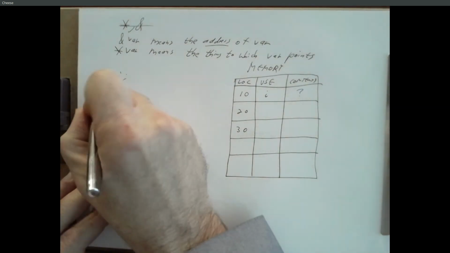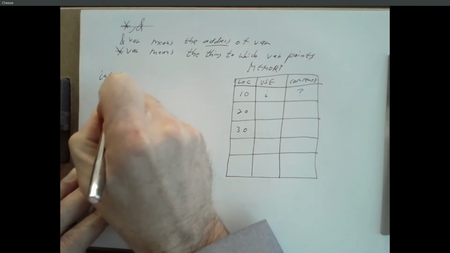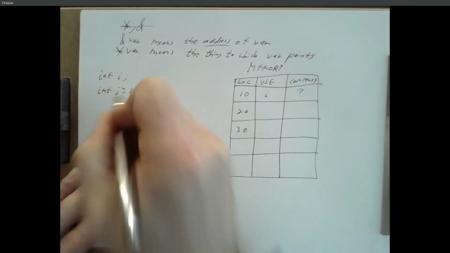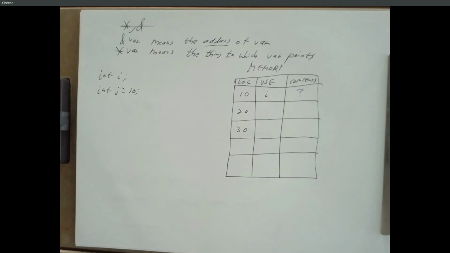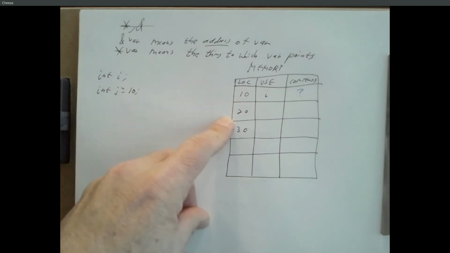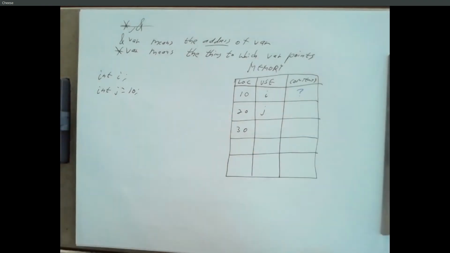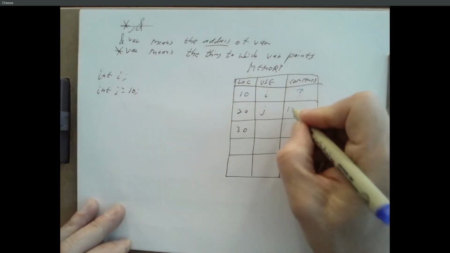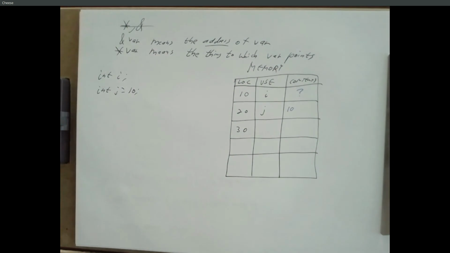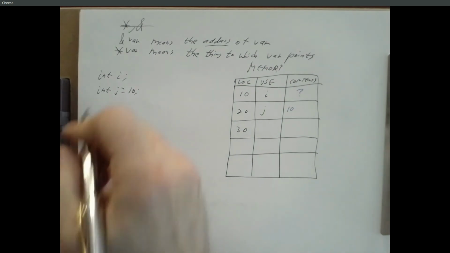Okay, now we're going to say integer j equals 10. So the system says, okay, I've got to store j somewhere. Where should I store it? I can't store it at 10, I'm using that for I. I'll store it at location 20. So we'll use this for j. And we do know its contents, because we said j is equal to 10. So this has a 10.